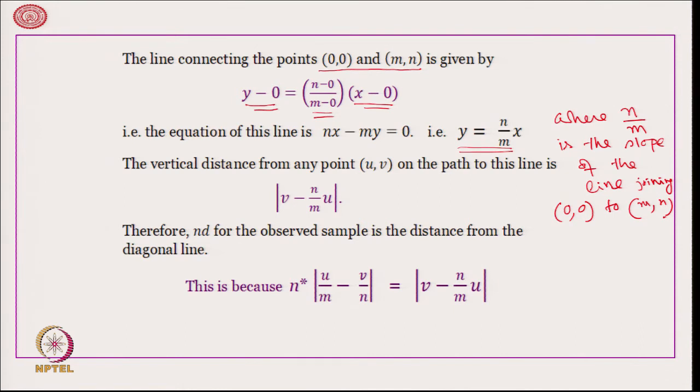Therefore, consider the vertical distance from any point (u, v) on the path to this line, where u and v are integers, because either we are going one step to the right if it is an x, or going one step up if it is a y. Therefore, the vertical distance of the point (u, v) on the path from this diagonal line is going to be v minus n by m u. Why? Because given (u, v) on the path, for the point u the corresponding value of y is v, but the corresponding point on the line, because the slope is n by m, is n by m u. Therefore, this is going to be the absolute difference.